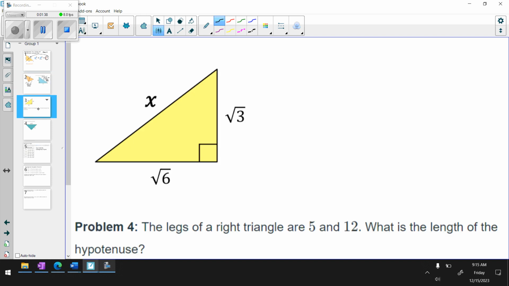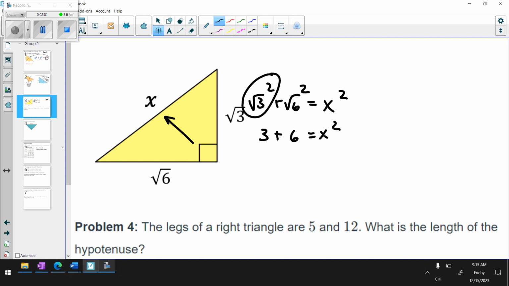All right, let's keep going. Next one, again, there's my hypotenuse. X squared equals square root of 3 squared plus square root of 6 squared. If you square a square root, cube a cube root, fourth a fourth root, they cancel out. So I get 3 plus 6, so I get 9 equals x squared. So x is 3.